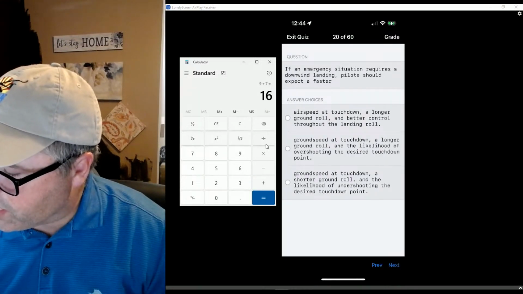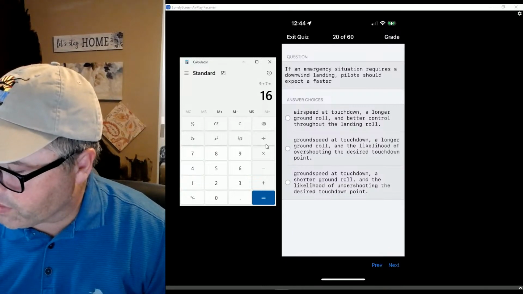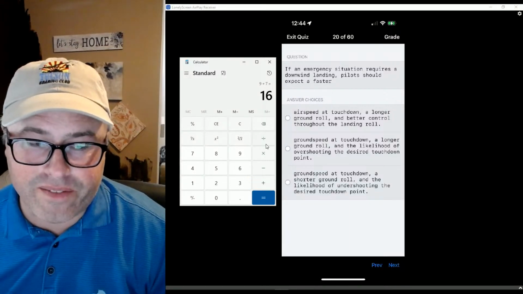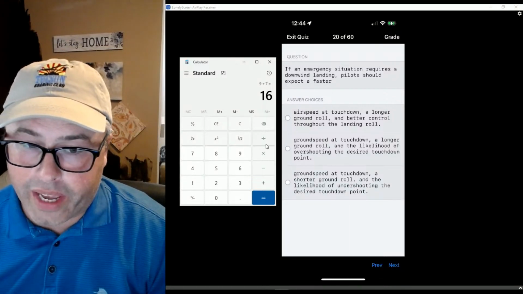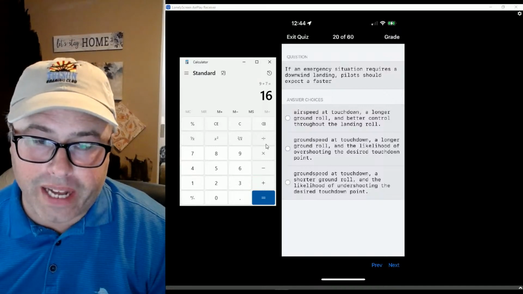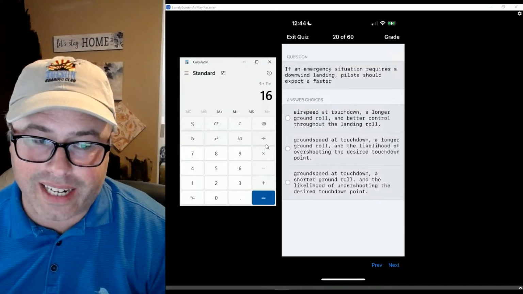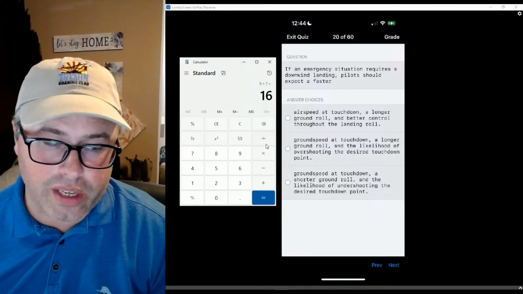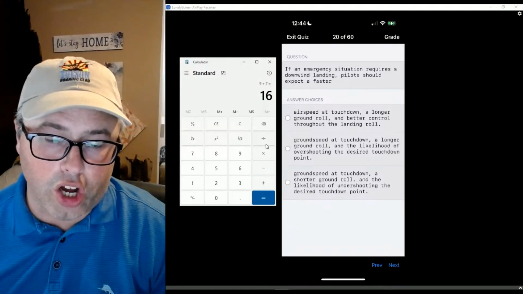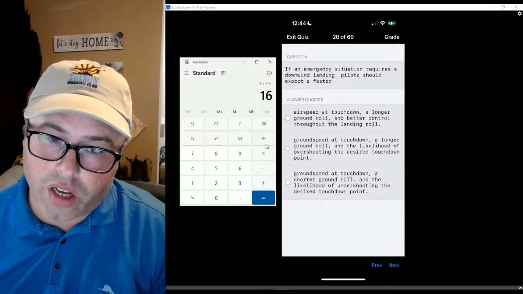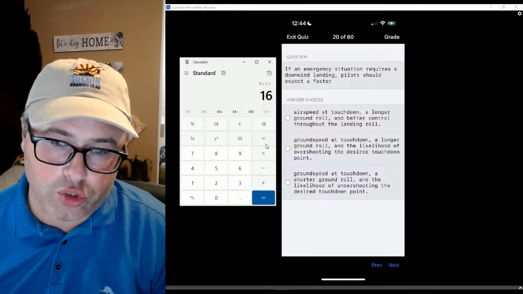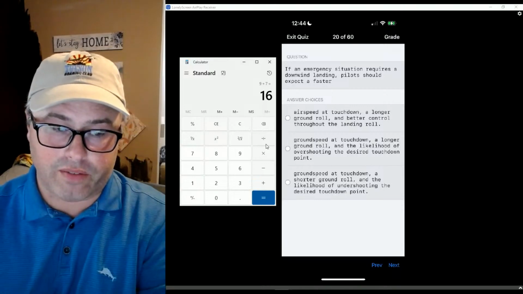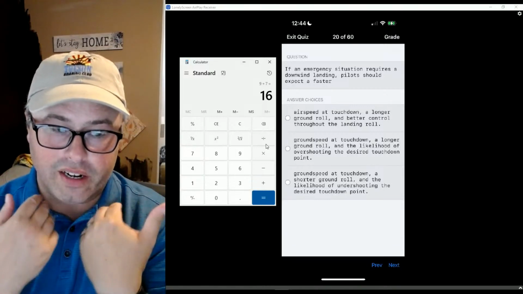If an emergency situation requires a downwind landing, so landing with the wind rather than into the wind, a pilot should expect a faster airspeed at touchdown. Okay, no, you're going to touch down at the same airspeed. The airspeed indicator is going to read the same. A longer ground roll, that actually would be true because you're landing with the wind. And better control throughout the landing roll. No, it's going to be worse because the wind is coming from behind you, and so it's making your controls less effective. You want the air coming over front to back, not back to front.